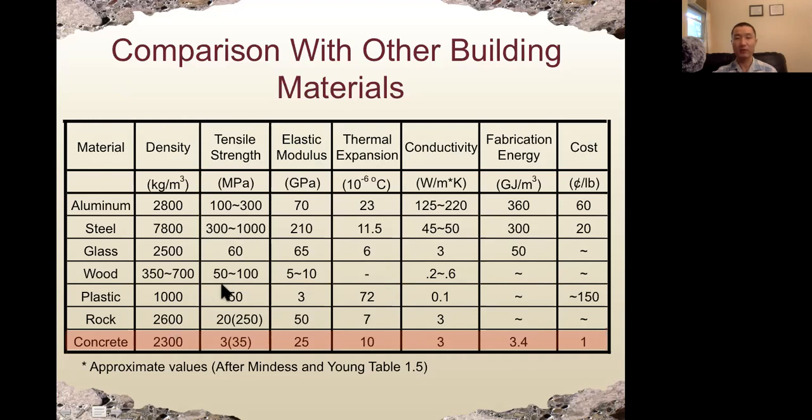As we can see from here, the tensile strength of concrete is even lower, only around 10% of the compressive stress of concrete, so around 3 to 4 megapascal. So that's the reason we want to put steel reinforcement inside the concrete to make reinforced concrete, because concrete is very weak under tension.